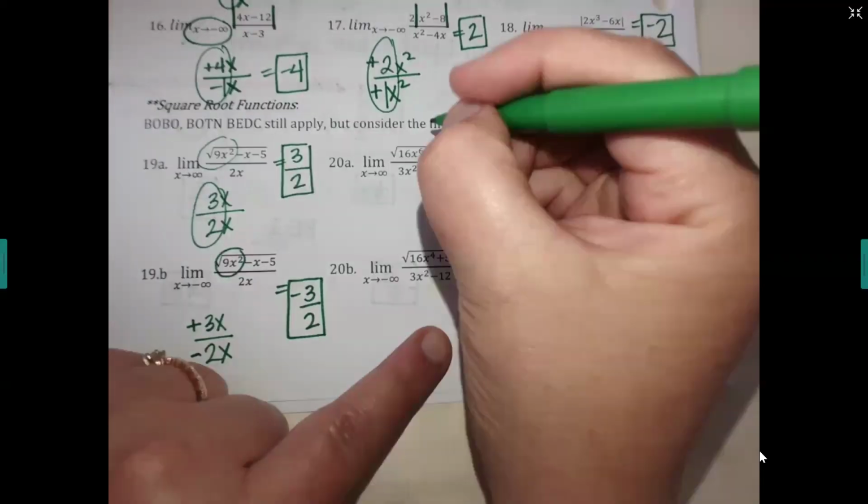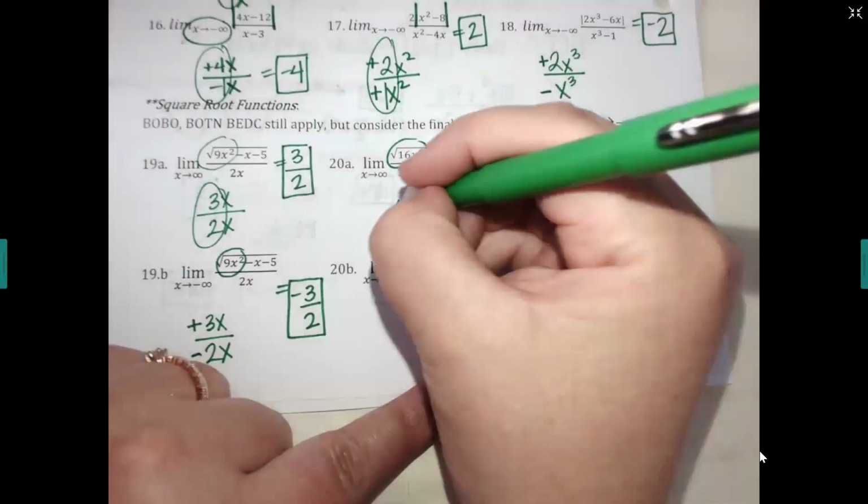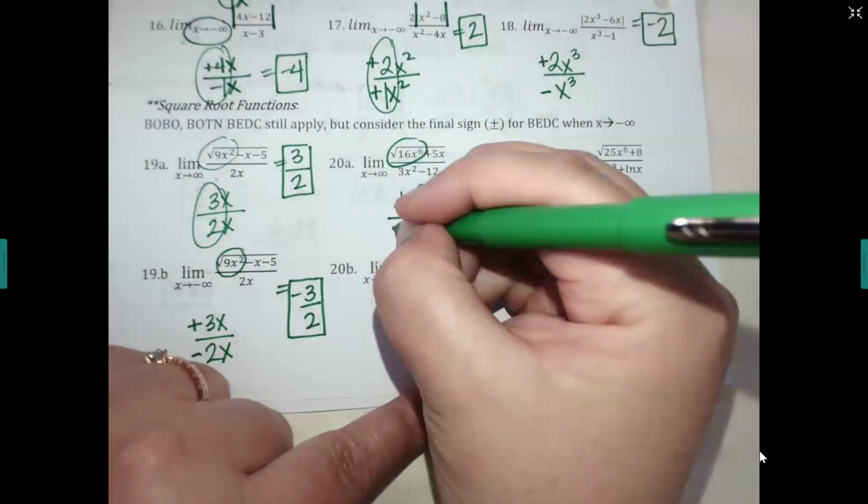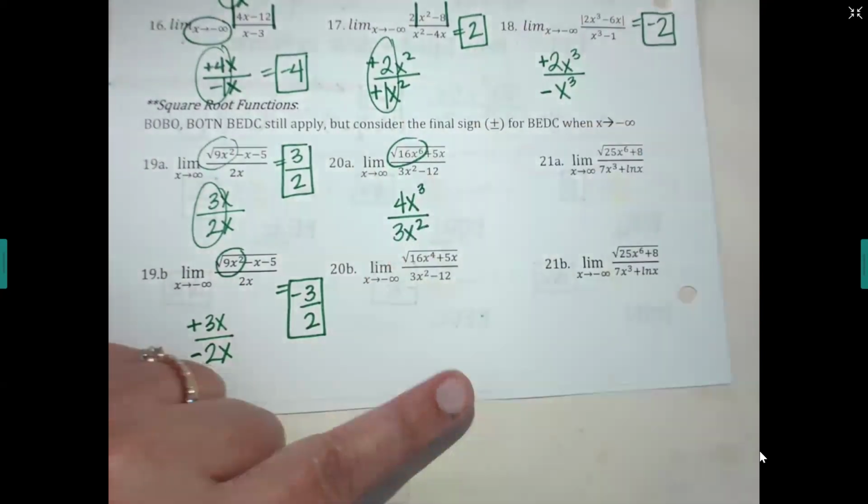We're square rooting 16x6. What's the square root of 16? 4, and x6, if I square root it, goes to an x3. On bottom, we have a 3x squared. Is this a Bobo, a Bottom, or a Betsy?